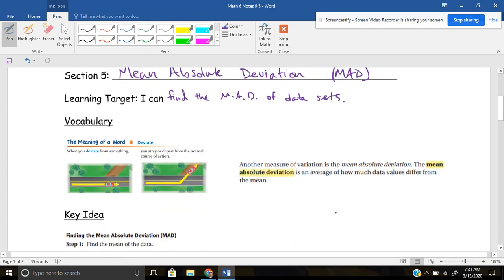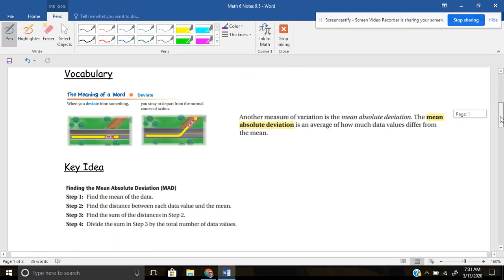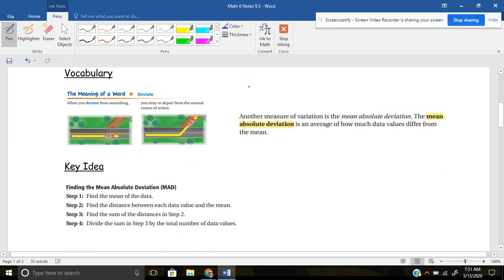All right, let's get started with today's lesson, and we'll start off with a little bit of vocab. The section title, mean absolute deviation, has a few bigger vocab words that we need to first define. Remember, mean is the average. Deviation means when you deviate from something, you stray or depart from the normal course of action. So here's this car. If it deviates from this nice highway, it maybe takes this dirt road or whatever. So it's when you stray or depart from a normal course of action.